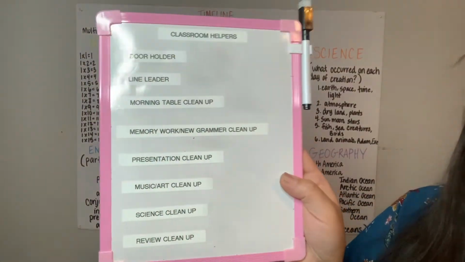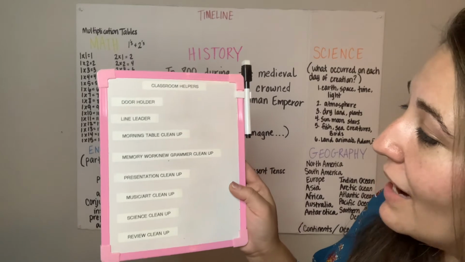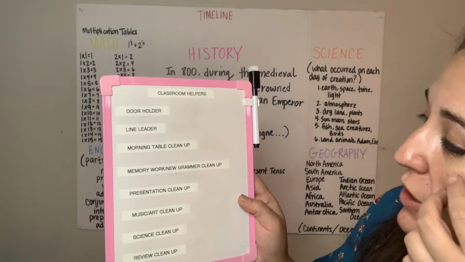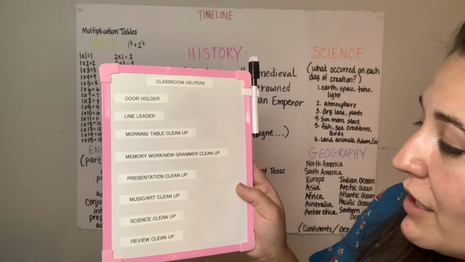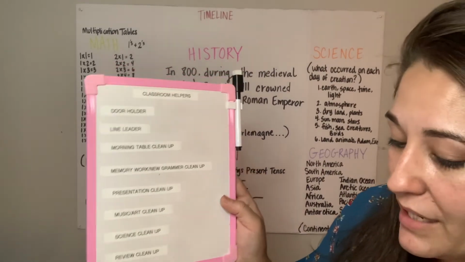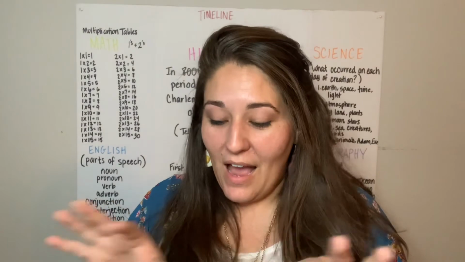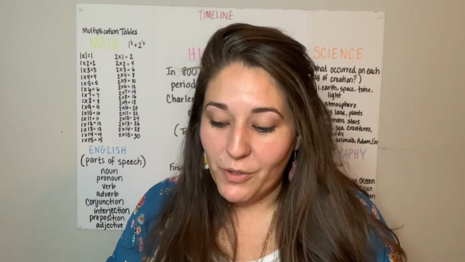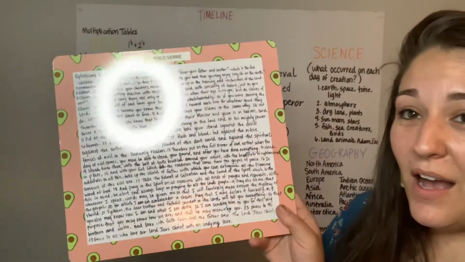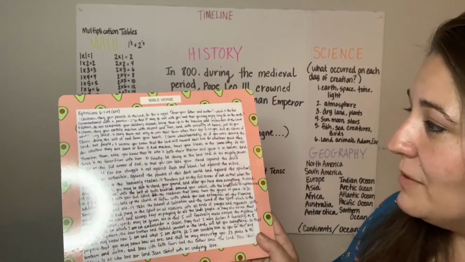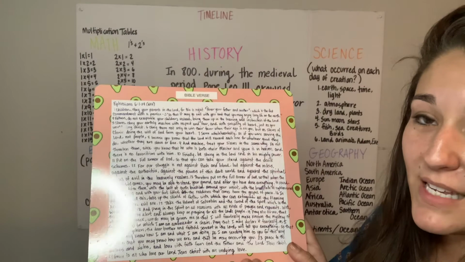And then we also had classroom helpers. Some of those classroom helpers will be door holder, line leader, morning table cleanup, memory work and new grammar cleanup, presentation cleanup, music, art cleanup, science cleanup, and review cleanup. And we will divvy out the different tasks for the helpers. We also, in case you need the Bible verse that we're memorizing, I have that there in the classroom as well.